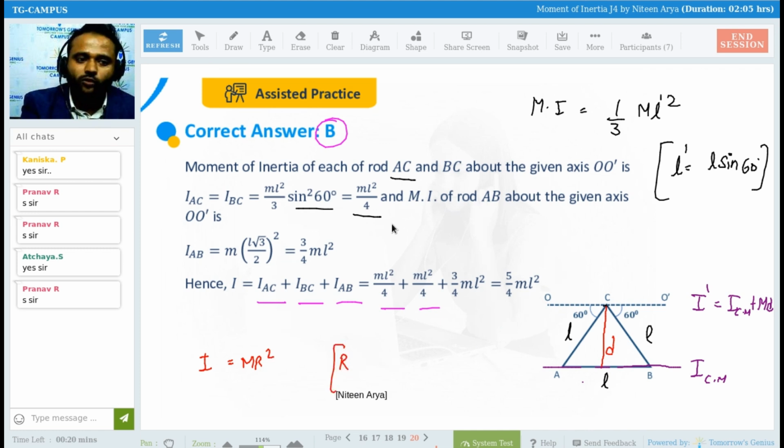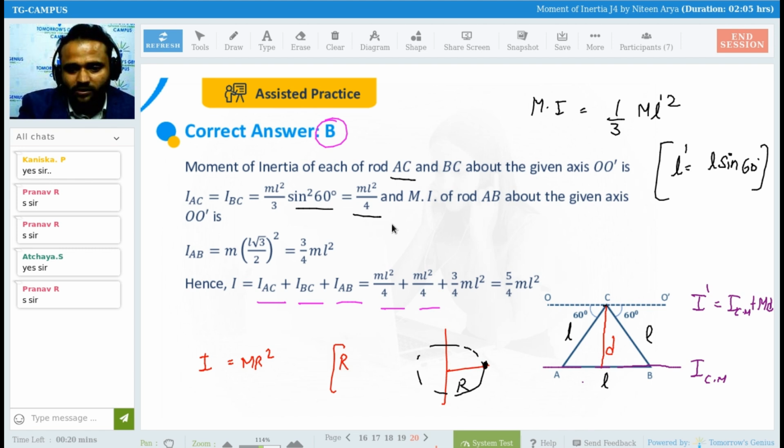So r is the perpendicular distance. Suppose I pick this axis. What is r here? R here is the perpendicular distance if it is rotating in this way. So for this road also, if I choose this axis, L prime is going to be L sine 60 degree. So for I AC or I BC, this is the formula I can apply.